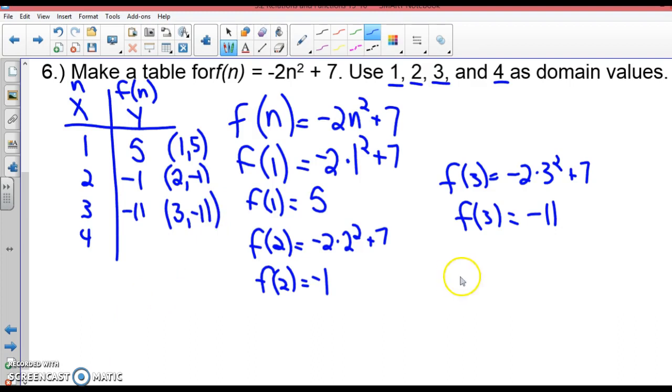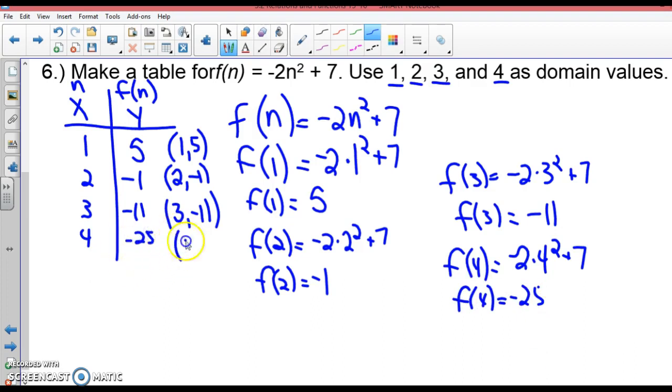Last one they want us to do is f of 4. So I'm going to do negative 2 times 4 squared plus 7. 4 squared is 16 times negative 2 is what? Negative 32 plus 7, negative 25. Did I do my math right? Yeah.